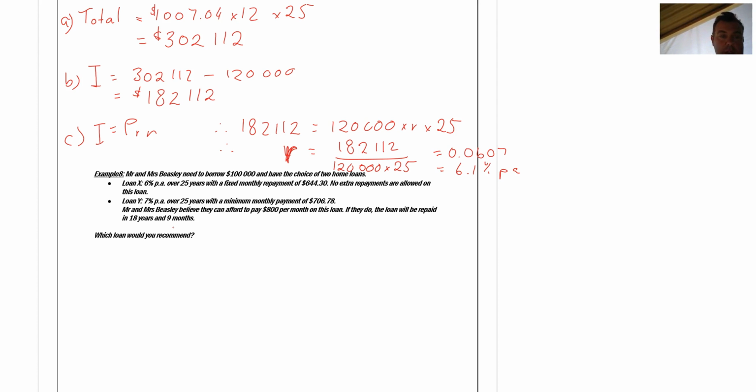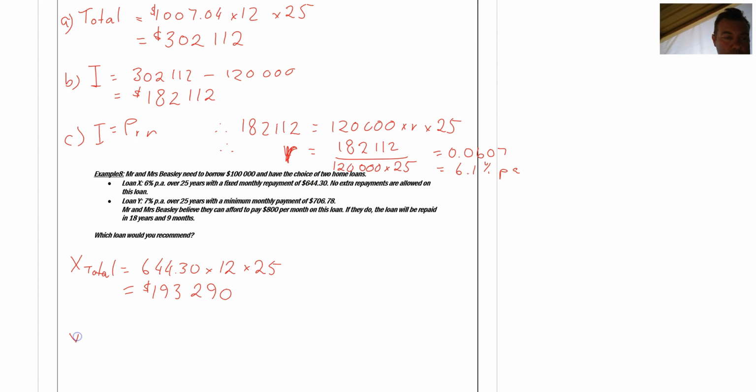So for loan X, my total repaid is equal to the 644.30 times the 12 repayments per year by 25 years. On loan X, remember this is the lower interest rate, so it has the lower repayment, they end up paying back $193,290 there.